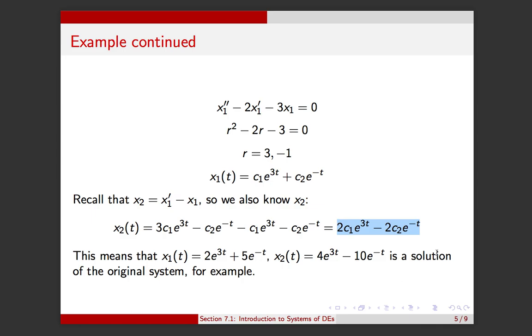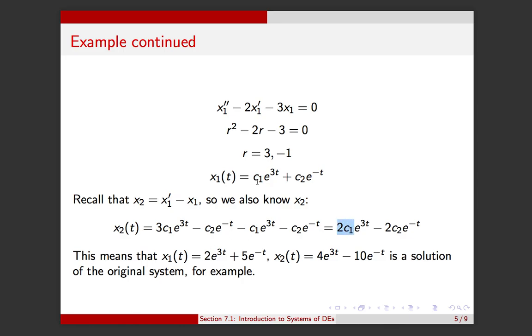So what does that mean? That means that anything that looks like constant e to the 3t plus other constant e to the -t, combined with twice whatever this coefficient of the e to the 3t was, you've got to have double that here, minus twice whatever the c2 constant was. So the constants, you don't have complete freedom here. The c1 here matches the c1 here. Whatever appears here in x1, its double must appear there.